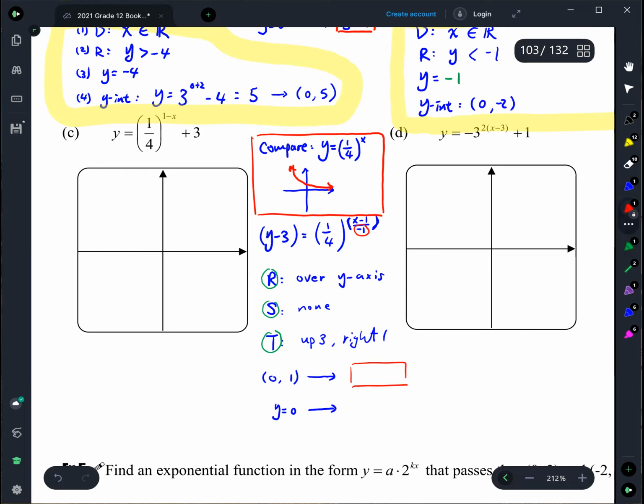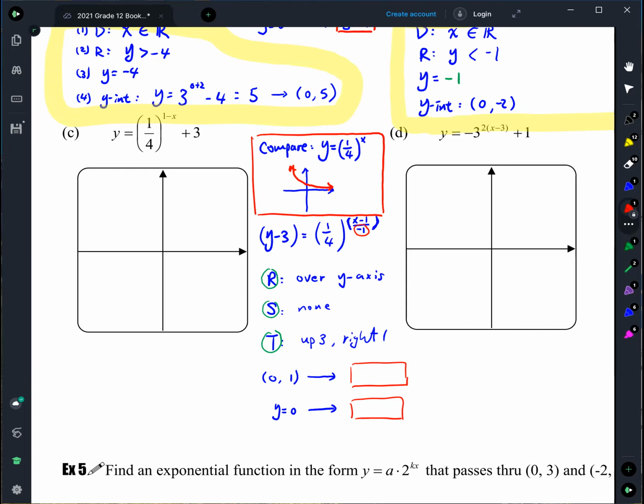Now we need to get a new point and a new asymptote. All right, please raise your hand again if you have the new special point and the asymptote line, asymptote equation.